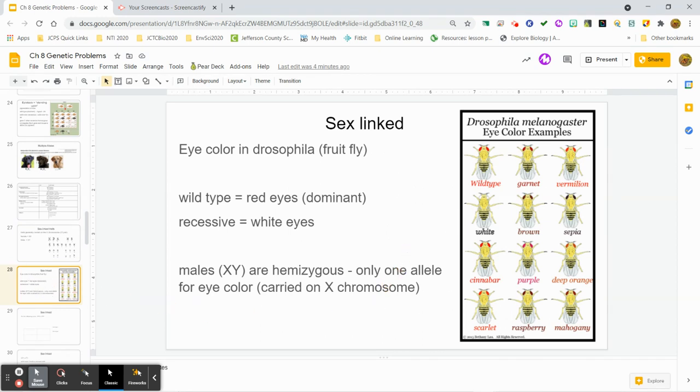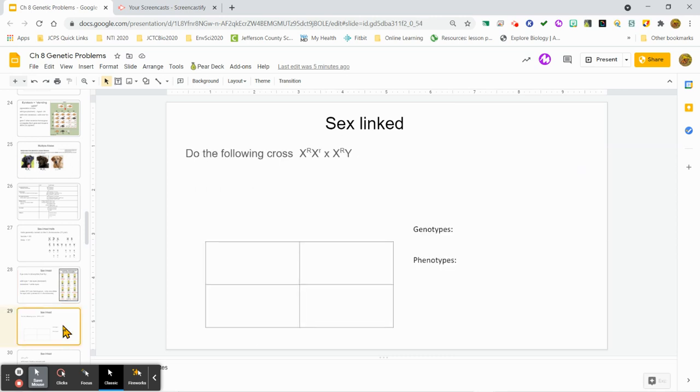And so, eye color in Drosophila, which are fruit flies. The wild type is red, and recessive is white. This is white here, but there's all kinds of blending here. And the males are hemizygous because they only have one X. This trait is carried on the X chromosome, not the Y, so he only has one X chromosome, so he's only going to have one allele. Okay, so we're going to do the following cross.